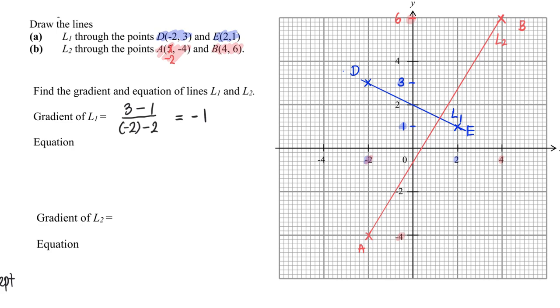Do take note for L1, the y-intercept is actually 2 from observation from the graph. And therefore, y equals to -1x, positive 2 for the y-intercept. This positive 2 is gotten from the graph itself, as highlighted in green.